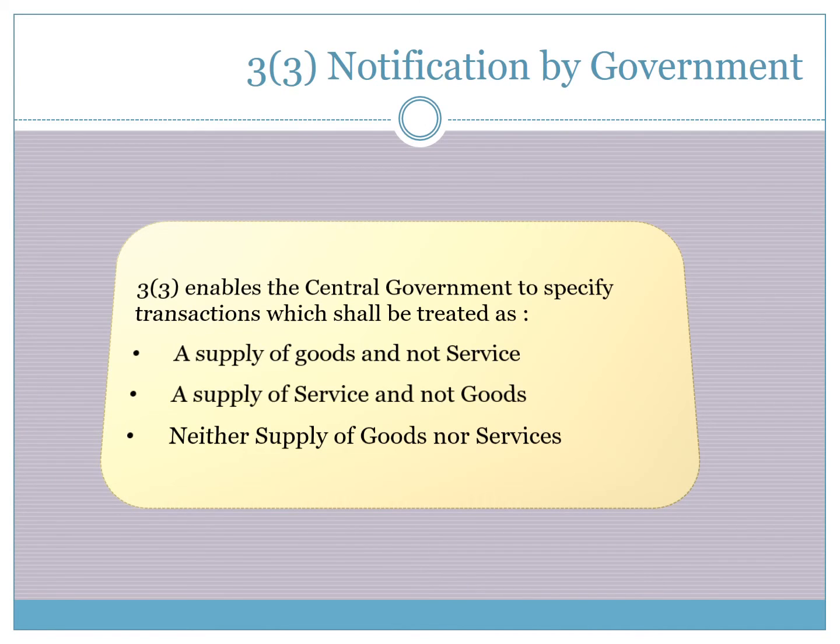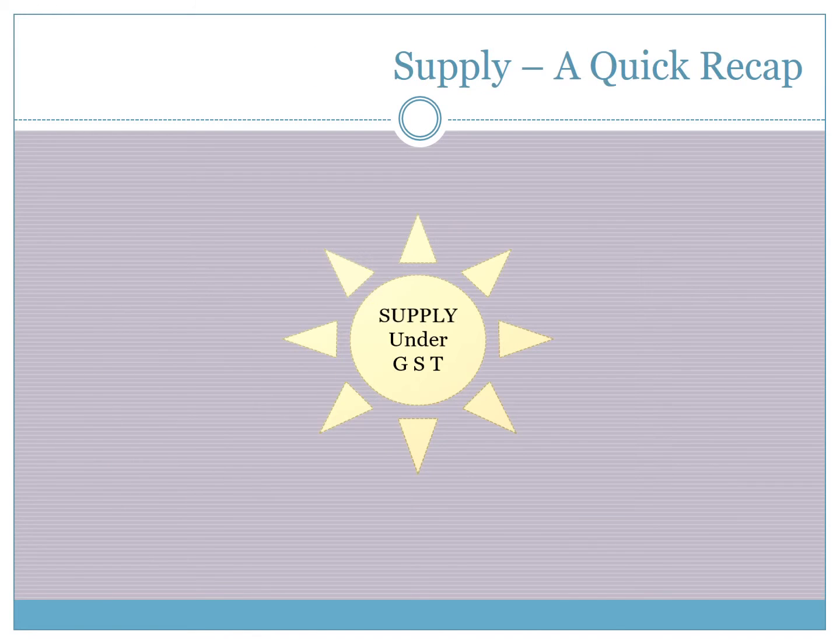To ensure that new types of hybrid transactions will not start fresh litigations, subsection 3 has been proposed. Subsection 3 of section 3 enables the central government to specify transactions which shall be treated as a supply of goods and not service, a supply of service and not goods, and neither supply of goods nor services.